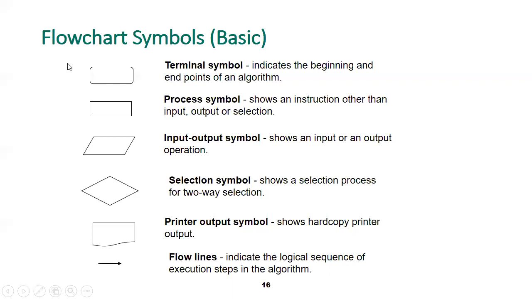Okay. So we've got a terminal symbol, and I called it a connector. Terminal is nice though, start and end, or you could do a connector process. That is what I called it. We've got our input output symbol, our decision symbol or selection symbol, and here's a printer output. Yeah, okay, that is correct. That looks like a piece of paper, doesn't it?